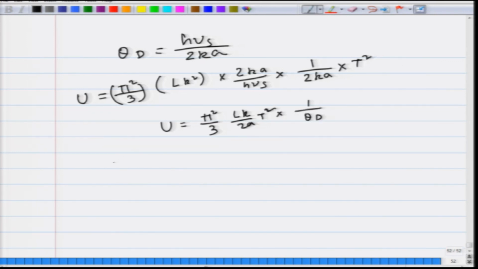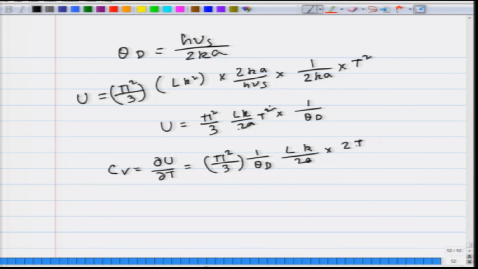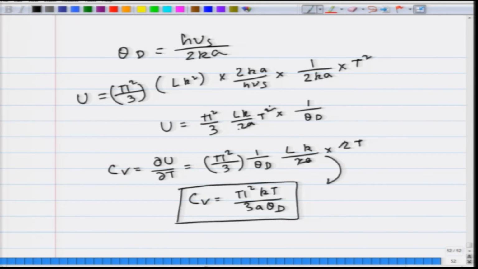So Cv will be del U by del t. This will be just pi square by 3, the t square 2 will come, this 2 and this 2 will cancel out. So it will be 1 by theta d L k by 2 a into 2 t, and this 2 has already cancelled out. So Cv is pi square k t by 3 a theta d. You can take L equals 1 because a is very small and n is a large number, so we can always consider L equals 1. If we consider that, it is pi square k t by 3 a theta d. This is your option C.